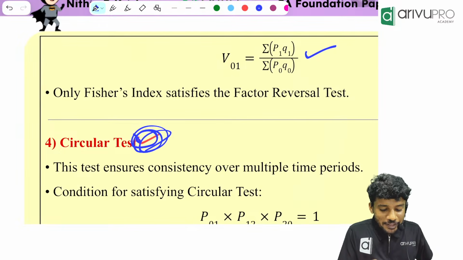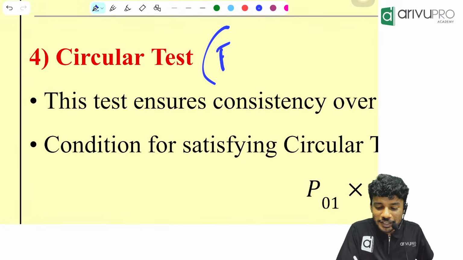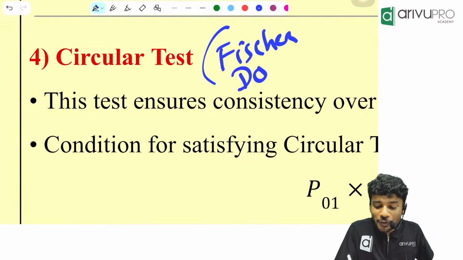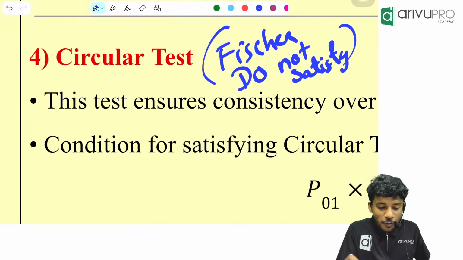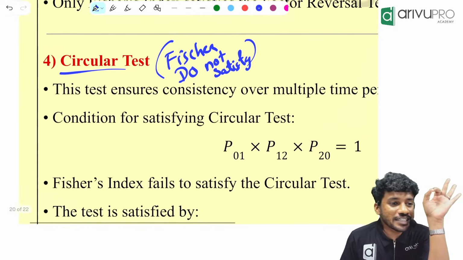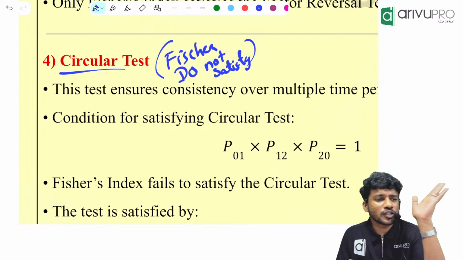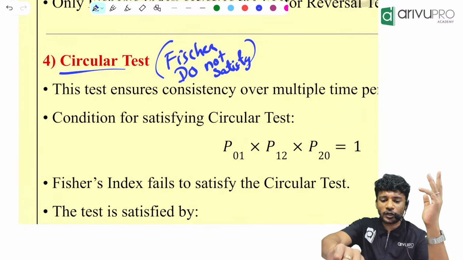Now people, circular test, the major important part of circular test is Fisher does not satisfy this. Okay, keep that in your mind. So the major important part of circular test is what? Fisher does not satisfy what test? Circular test.